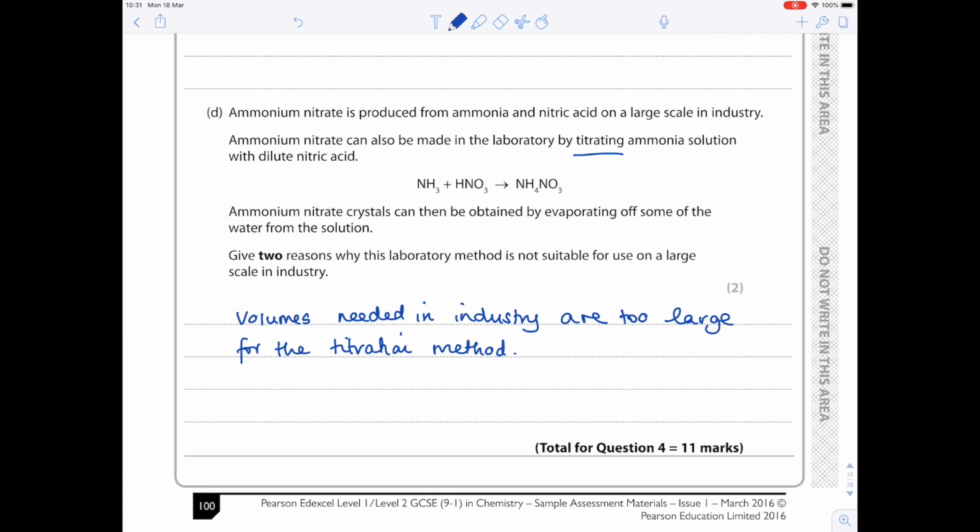And it also says here that the ammonium nitrate crystals can be obtained by evaporating off some of the water. So you've basically got to allow them to crystallize. Well, it's going to be very, very difficult when you've got huge amounts of liquid and crystals forming to actually allow those to crystallize, to evaporate off some of the water. So that's going to be your second point.